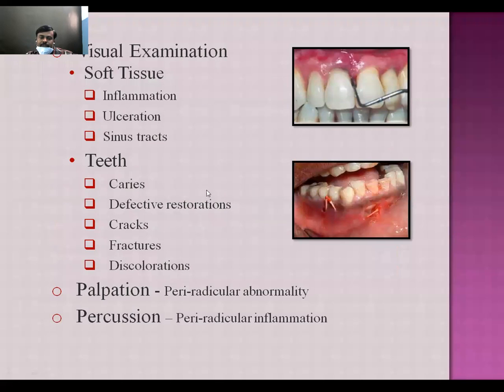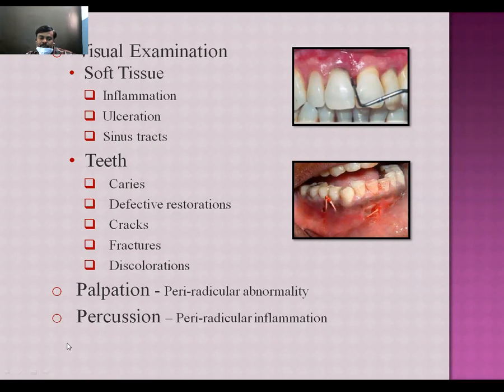So whenever you examine the teeth, there may be a carious lesion, defective restorations, cracks within the tooth, fractures, or discoloration. As clinical features, when you examine the soft tissue, there may be inflammation such as swelling around that particular tooth. There may be ulcerations or a sinus tract. Coming to tooth examination, there might be caries, defective restorations involving the pulp, cracks extending to the tooth pulp, fractures involving the pulp, and internal or external root resorption that may lead to discoloration.